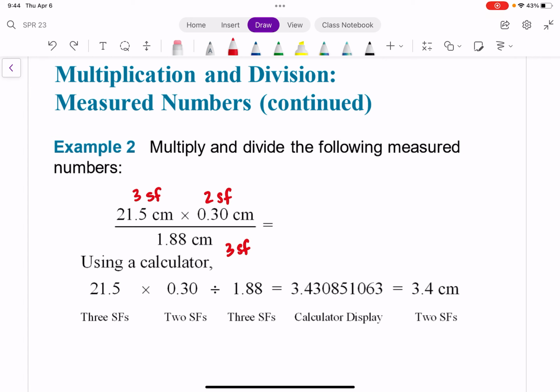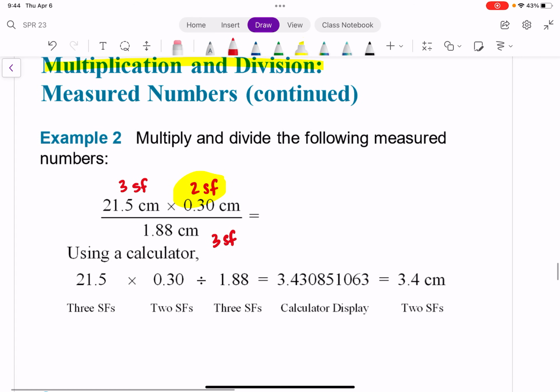Okay, so using our calculator, we would type in 21.5 multiplied by 0.30, and then we divide by 1.88, and the number that comes out on the calculator is this long guy right here. So once we have our calculator display, then it's just a matter of finding out how many sig figs we need to round to. So if we want 2 sig figs in our final answer, because that's the lowest amount of sig figs we have, and we are multiplying and dividing, we want to round to this digit here, because that's going to give us 2 sig figs.